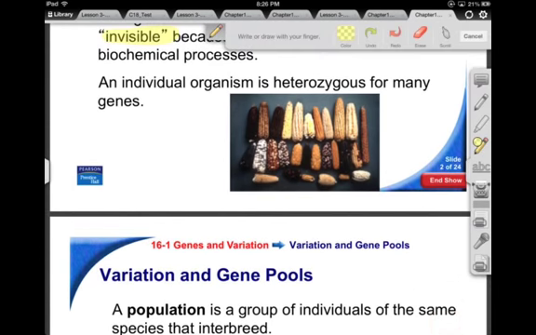By heterozygous, that means just a mixture. Hetero meaning other, and zygous, well, easiest way I can explain it to you is whether the mix is pure or whether it's a hybrid. A hybrid would be heterozygous, whereas a purebred would be homozygous, meaning same for traits.